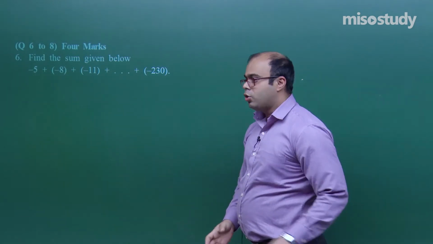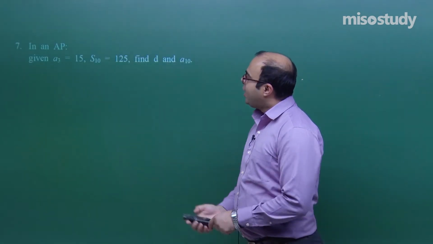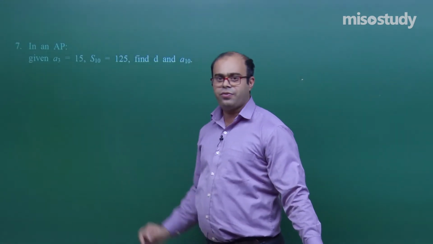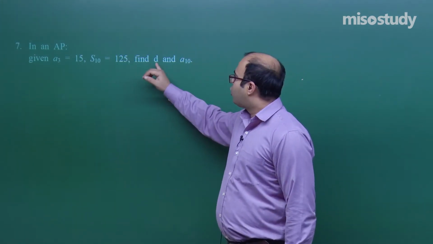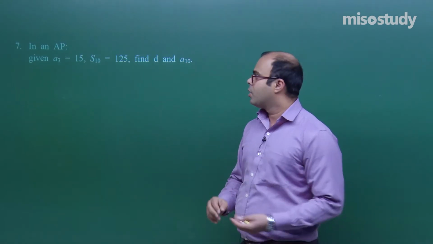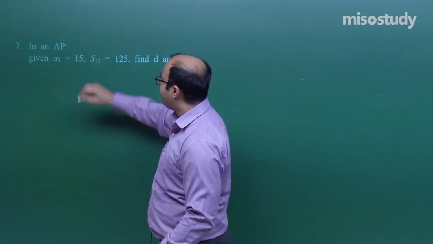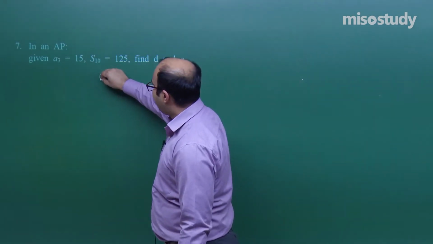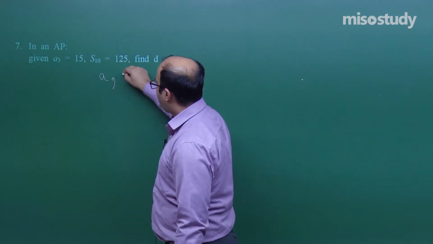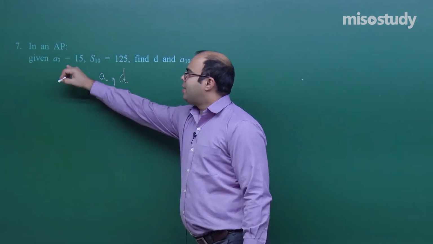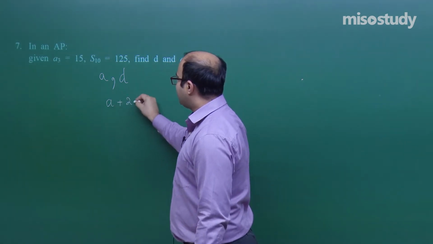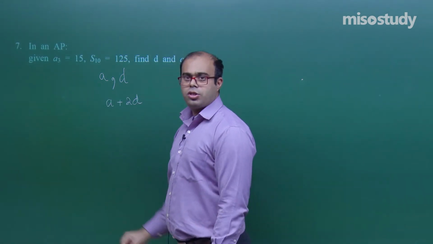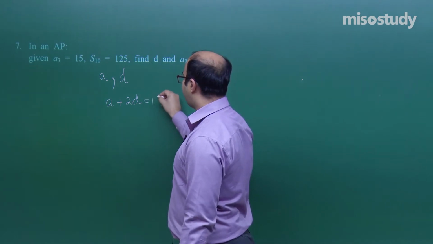That is the 7th question. In an AP, third term is 15, sum till 10 terms is 125, find the common difference and the 10th term. So, if the third term is 15, let us suppose the AP has the first term A and common difference D. So, what will be the third term? Third term will be A plus n minus 1 D. n is 3, so 3 minus 1 D, that is 2D, that is equal to 15.